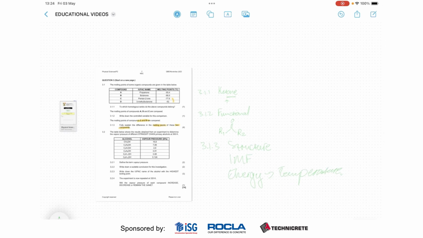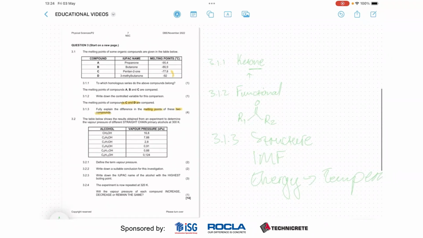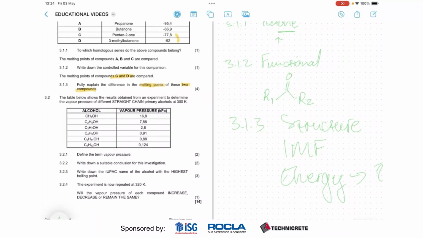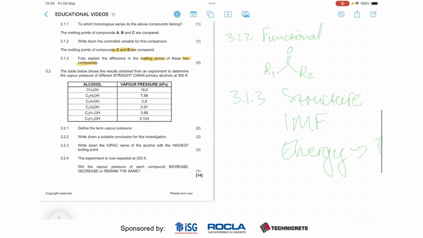Okay, good. Let's move on to 3.2. The table below shows the results obtained from an experiment to determine the vapor pressure of different straight chain primary alcohols at 300 Kelvin. Define the term vapor pressure. So this one, you just have to know this.